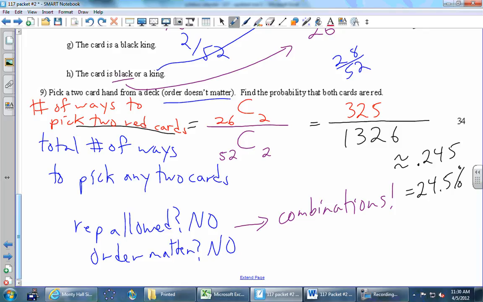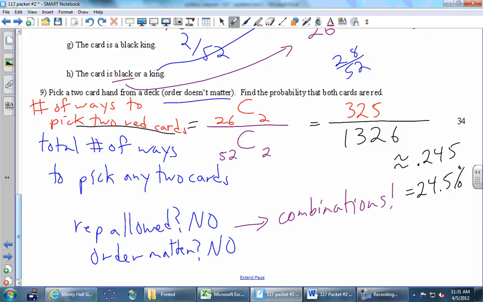I said that the order doesn't matter, but let's pretend for a second that it does. Suppose that I show you the 10 of diamonds, and I'm going to pick another card in a second. The choices are red, red, black, black, or one of each. This is the first card. It's the 10 of diamonds. What could it still be when I pick the second card? Could it be red, red? Yes.